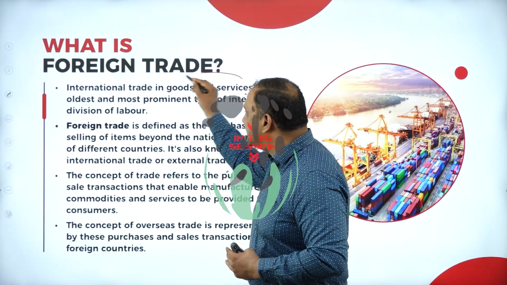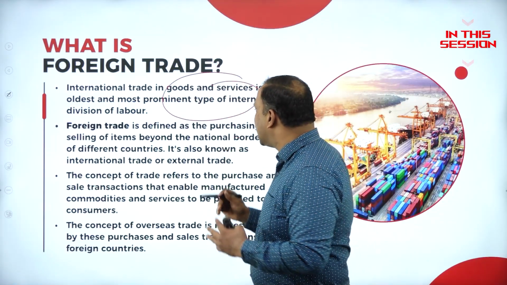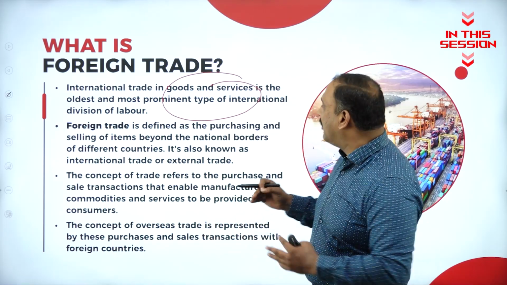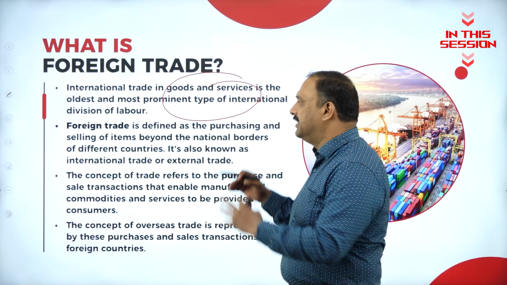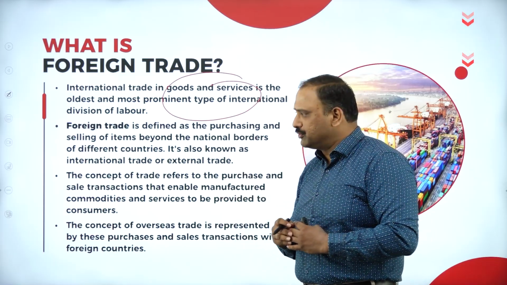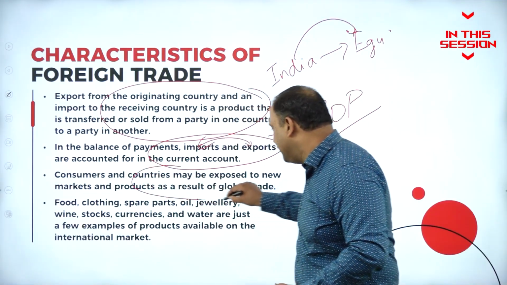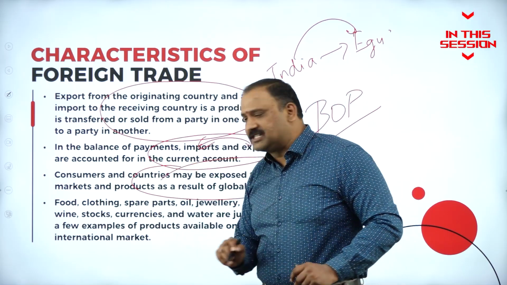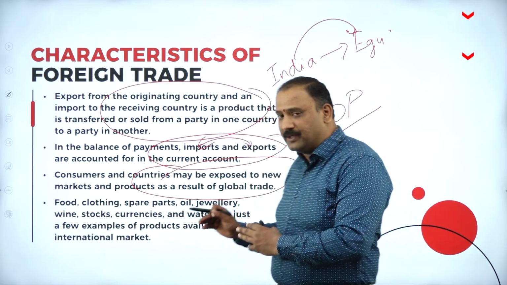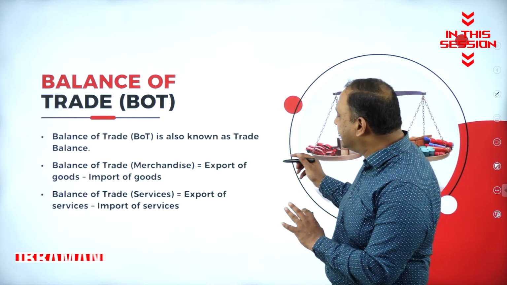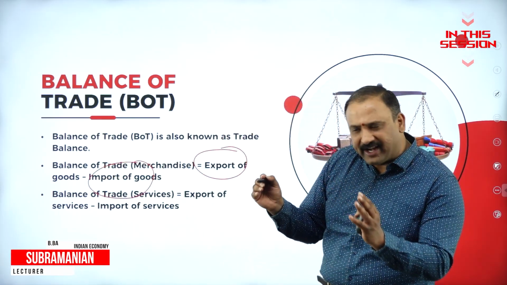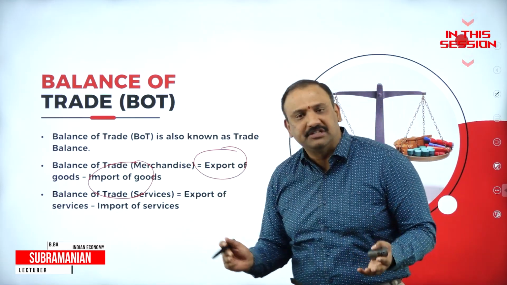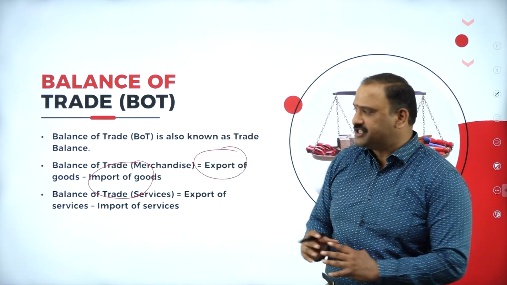International trade in goods and services is the oldest and the most prominent form of the international division of labor. Well, that's what we have all been hearing. Consumers in countries may be exposed to new markets and products as a result of global trade. Balance of trade is calculated with the export of goods minus import of goods, and balance of trade in services comes with export of services minus import of services.